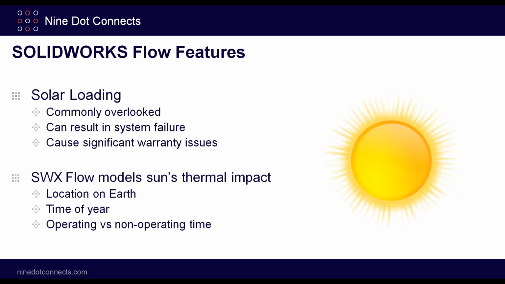If you're doing a system that needs to be installed outside, like on a cell phone tower or on a building rooftop, and you don't do the proper solar loading analysis, you can end up with a big warranty issue. The nice thing is Flow has an extensive geographic library in it. So by location on Earth, time of year, and the operating time, you can actually look at the solar contribution.